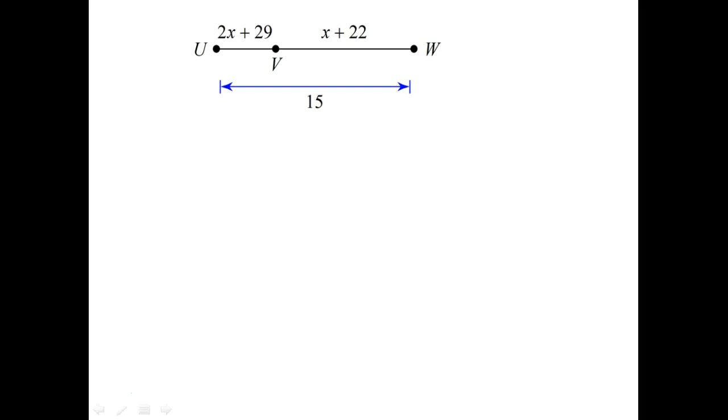All right. So we've gone over the segment addition postulate, and I just want to review. Here I have segment UW, and the length of UW is 15. And then here I have segment UV and VW, segment addition postulate. I know that UV plus VW equals UW.